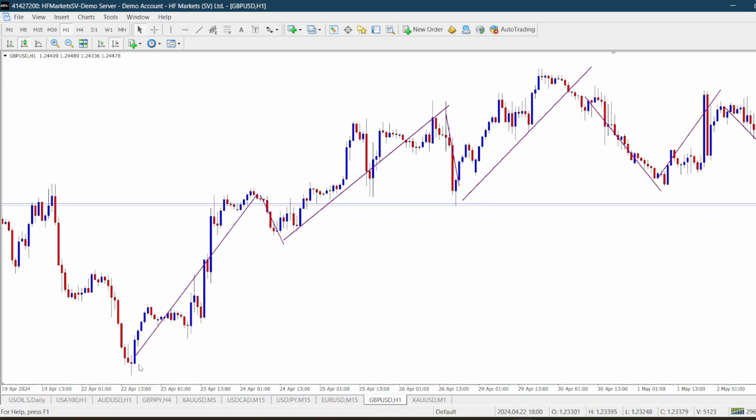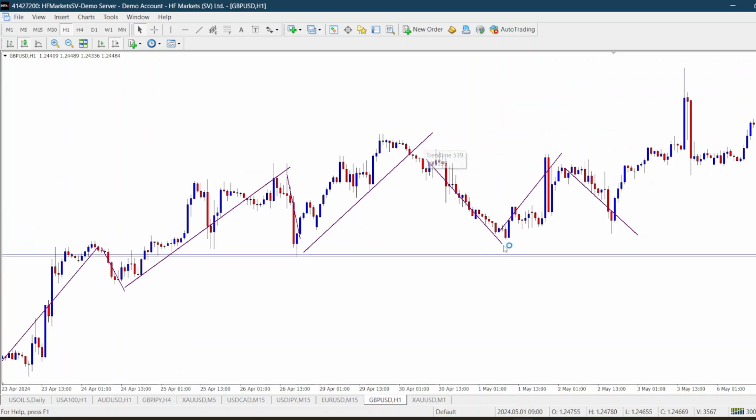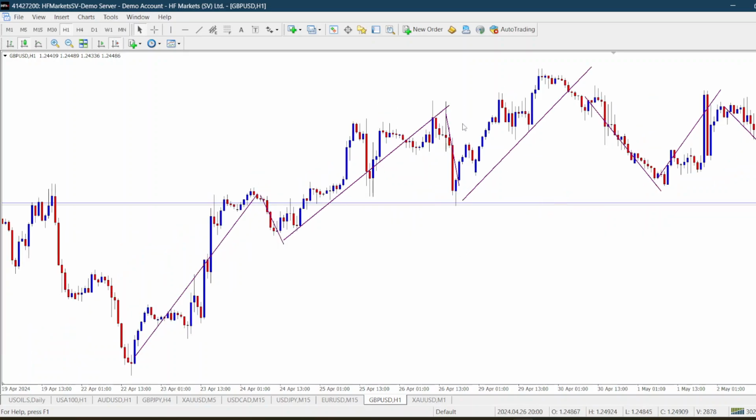Now remember that wave 1 is an impulse wave, wave 2 is a corrective, wave 3 is an impulse, wave 4 is a corrective, and wave 5 is an impulse. So when you're looking for the flat corrective pattern, you might find it in wave 4, or you might find it in wave B. That is when the trend is concluded and you're having a sort of a pullback or a change in the trend, A, B, C.